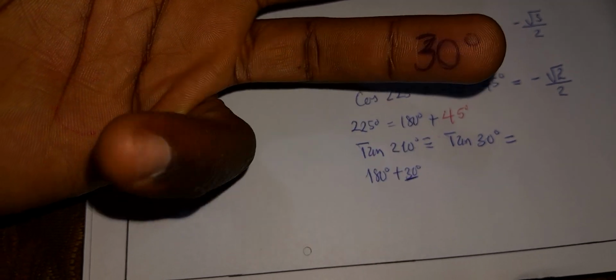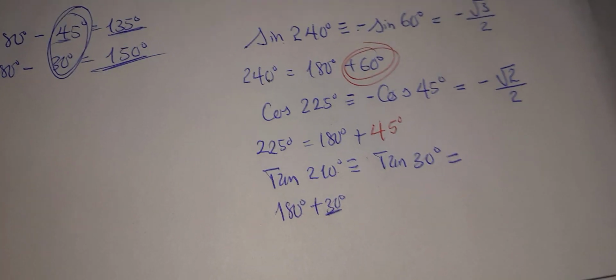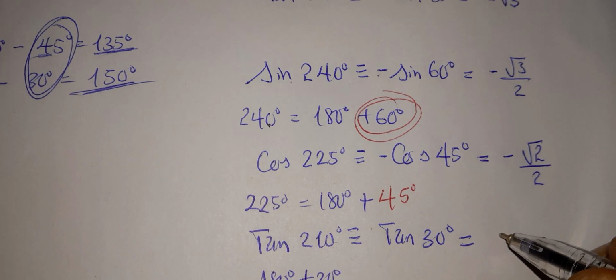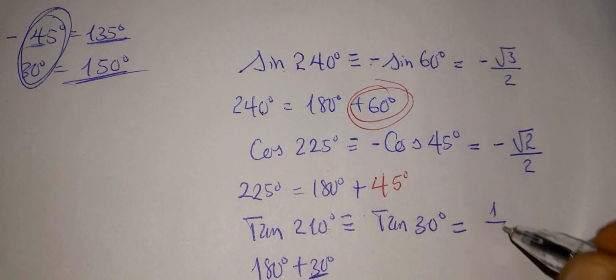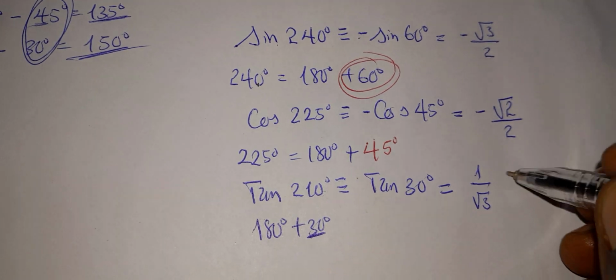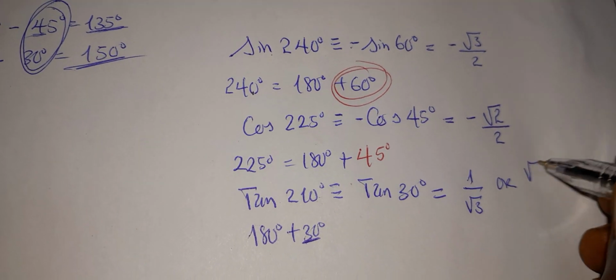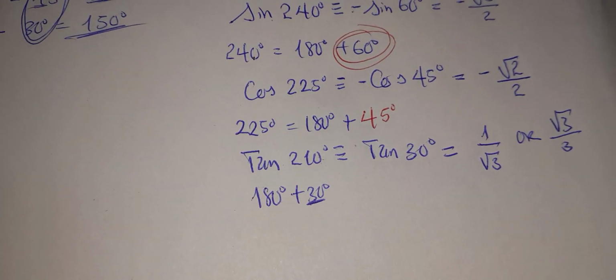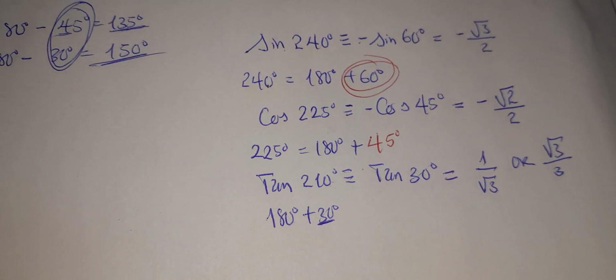Remember, finger below or finger above. Let's see, 30 degree. The finger below is 1 and the finger above is 3. So it's root 1, that's 1, over root 3, or you can say it's root 3 over 3, but it will be positive. And that also applies for the last quadrant.